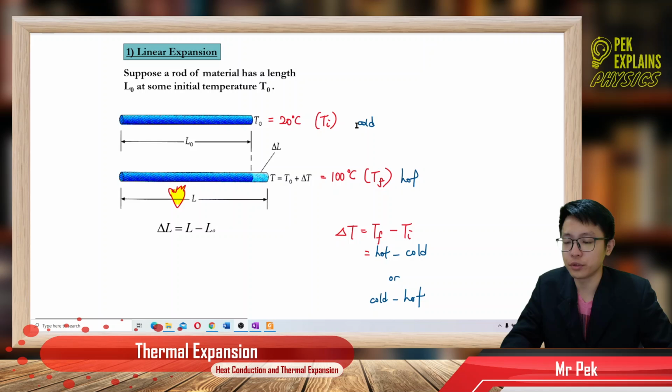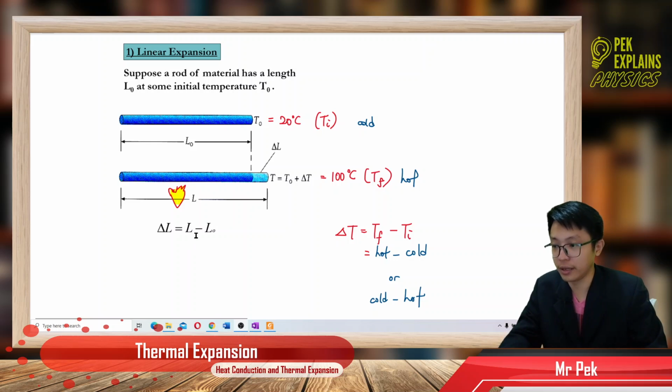Initial temperature is cold, final temperature is hot. So I heat it up to 100, and this rod will expand. The expansion is delta L. L naught is the initial length, and L is the final length.